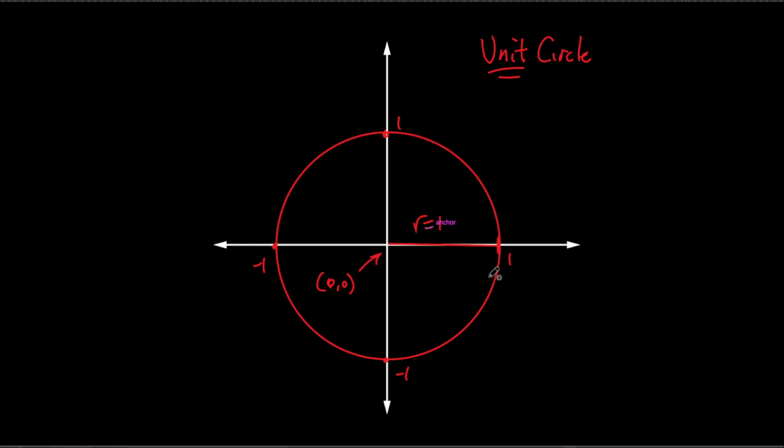So what I want to do is find the equation of a unit circle. I made the radius 1, right? It starts at the origin. Really easy. So let's figure out what the equation of a unit circle is.